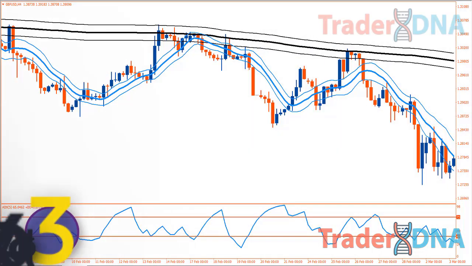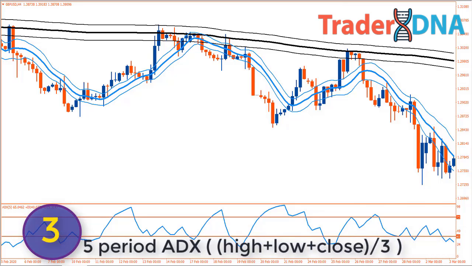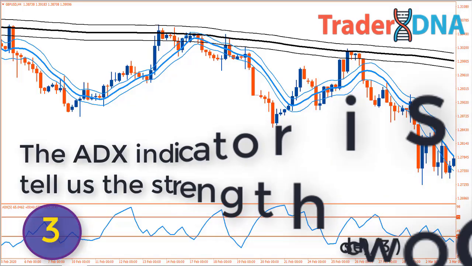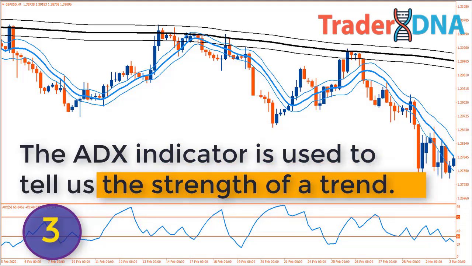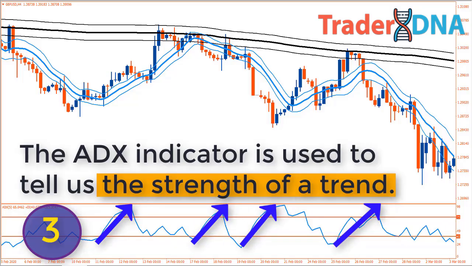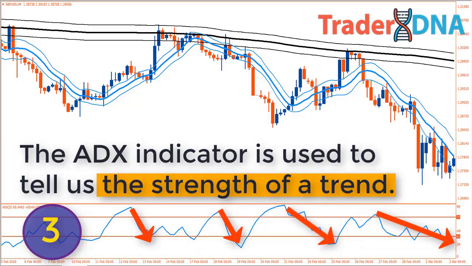The ADX is the average directional movement index, and it really complements the moving average lines. This indicator in its most basic form measures the average direction up and the average direction down over a set period. In our case 5 candles. The indicator is used to tell us the strength of a trend. It doesn't tell us the direction of a trend. The ADX draws a line on a graph underneath our main chart. If the line is moving upwards, it means the trend is strengthening. If the line is moving downwards, it means the trend is weakening.